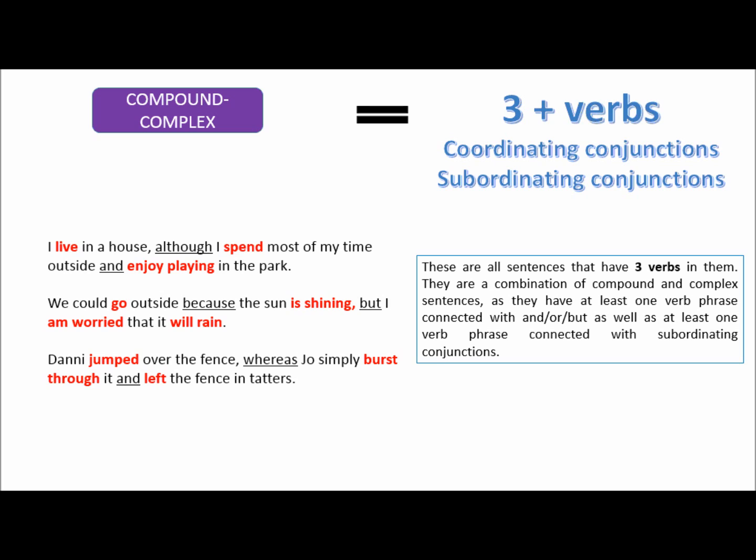These are all sentences that have 3 verbs in them. They are a combination of compound and complex sentences, as they have at least 1 verb phrase connected with and, or, but as well as at least 1 verb phrase connected with subordinating conjunctions.